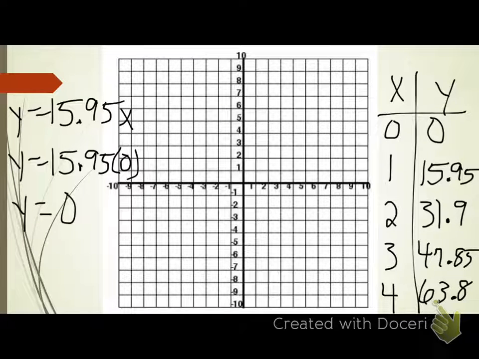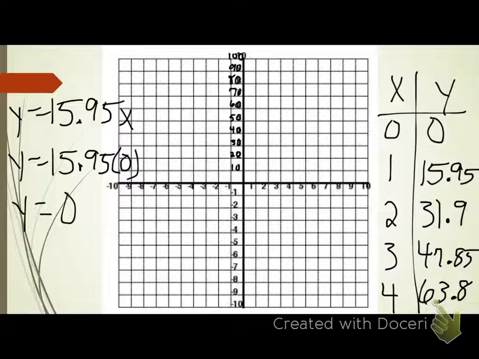My y-axis only goes up to 10, so I'm going to adjust it a little bit. I'm going to make it go up by 10s. So I've got 10, 20, 30, 40, 50, 60, 70, 80, 90, and 100. Everyone okay with that? Understand why I adjusted my y-axis.